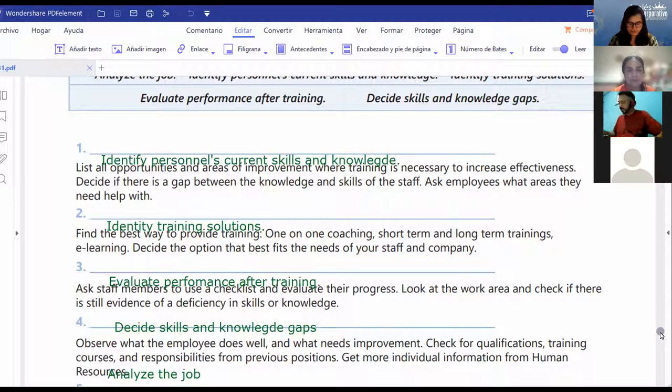Decide skills and knowledge gaps. Observe what the employees do well and what needs improvement. Check for qualifications, training, courses, and responsibilities from previous positions. Get more individual information from human resources. So, no sería ese analyze the job.